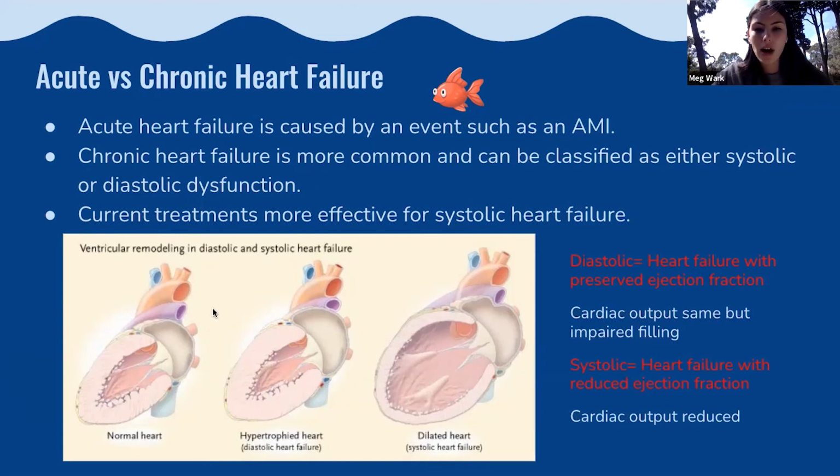So you can see in this diagram or this picture on the bottom, on the left, you've got your normal heart. The middle, you've got your hypertrophied heart, and that's diastolic heart failure. And on the right, you've got dilated heart, and that's systolic.